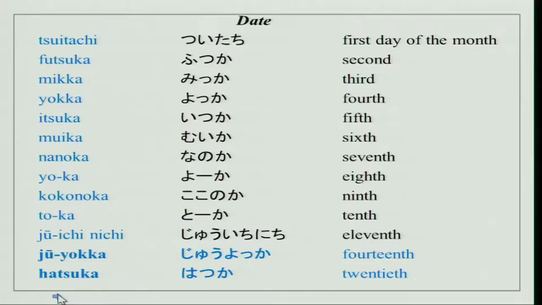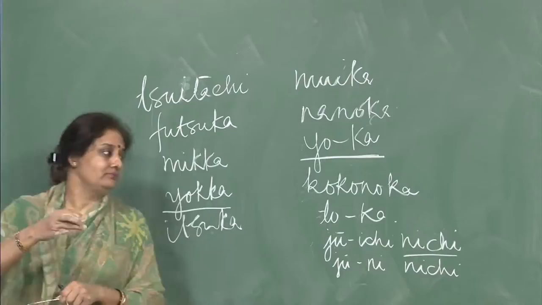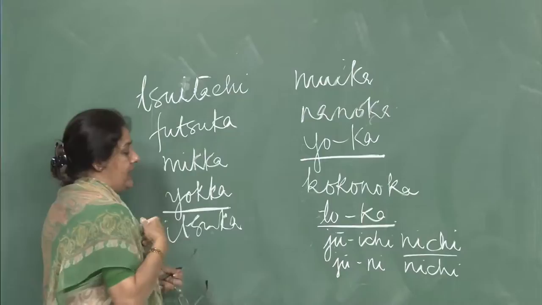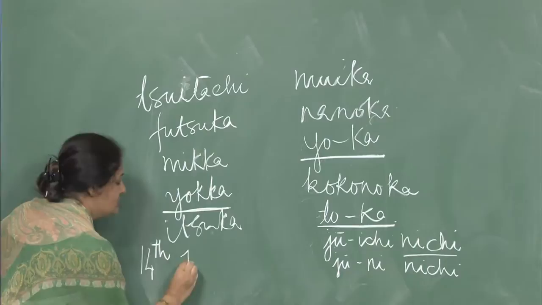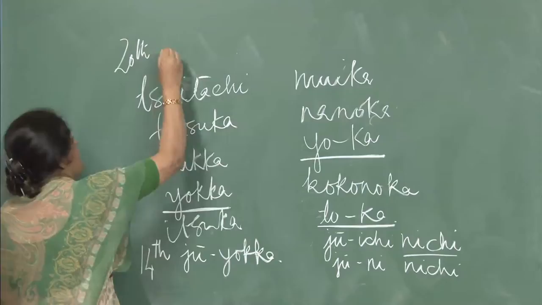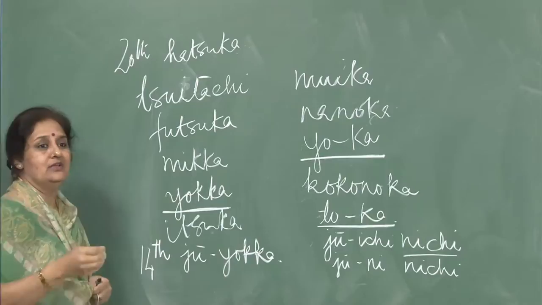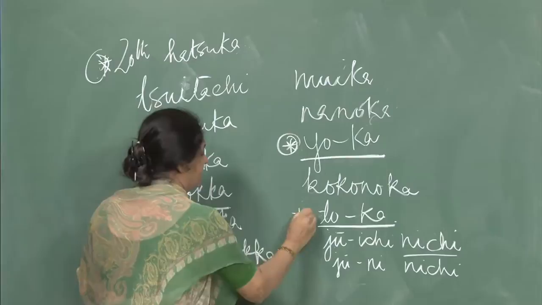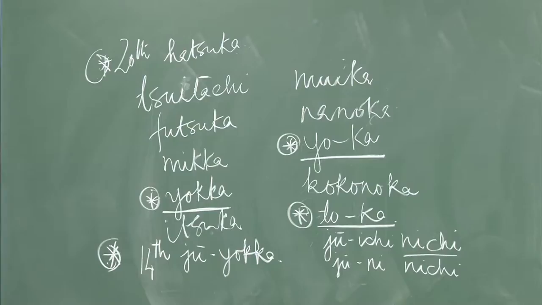So, over here, this is a small sound, this is a long sound, this is an elongated long sound, and again you have 14th. 14th has juyokka and not ju yon nichi. And the 20th is hatsuka and not nijuunichi. These are exceptions, so please remember these. Please remember these and practice as many times as you can so that it settles inside very nicely.